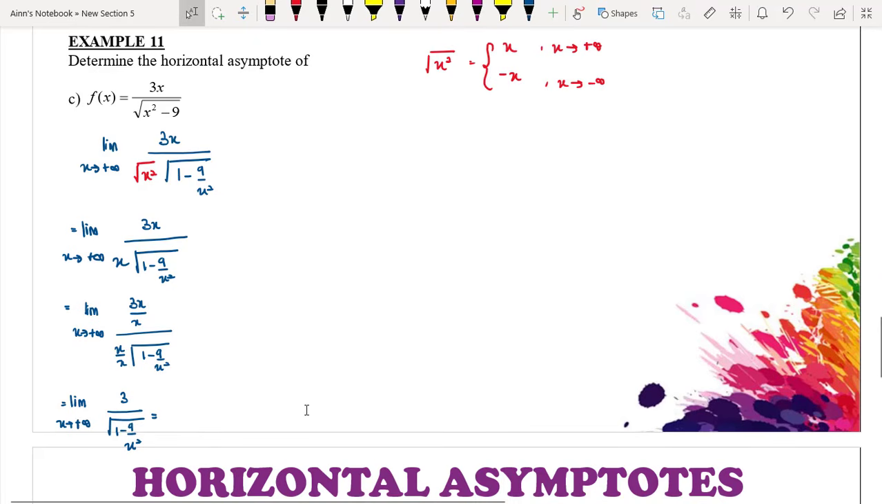Just substitute the value of infinity: 3 is just a constant, so that will be 3 over the square root of 1 minus 9 over x squared. So 9 over x squared is 0. So 1 minus 0, and we get 3 over 1, which equals 3.